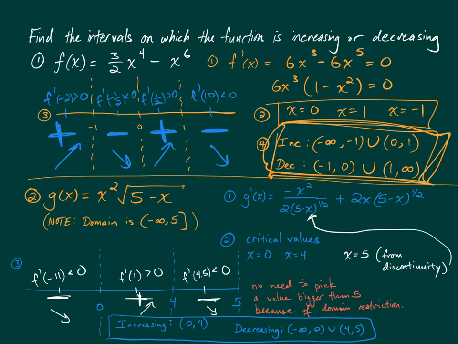So I can continue these lines down here. But also note that there was no need to pick a value bigger than 5 because of the domain restriction. There's no way we could have picked a number bigger than 5, because if you try to subtract a number bigger than 5 from 5, you end up with a negative number, thereby giving you imaginary numbers, because the square root of a negative number is imaginary. So then it's increasing between 0 and 4, decreasing between -infinity and 0, and again between 4 and 5.